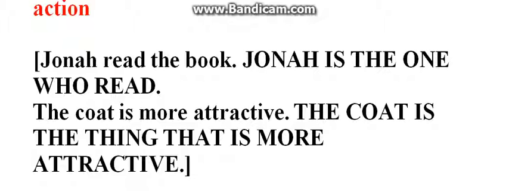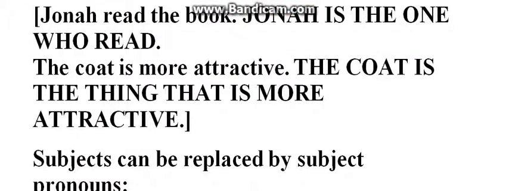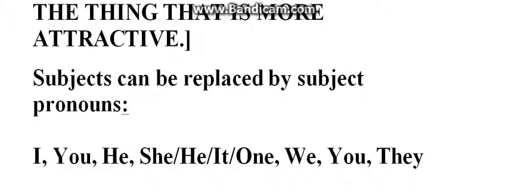If we have the sentence, the coat is more attractive, the coat is the thing that is more attractive. So the coat is the noun, and is is the verb, and the coat is doing the verb. So a subject is the person or thing that does the action or the verb. Subjects can be replaced by subject pronouns. Subject pronouns are I, you, he, she, it, we, you, and they.